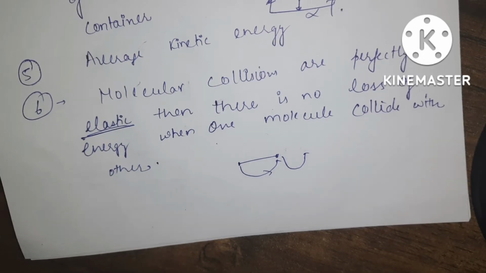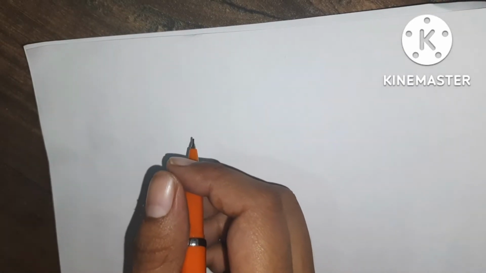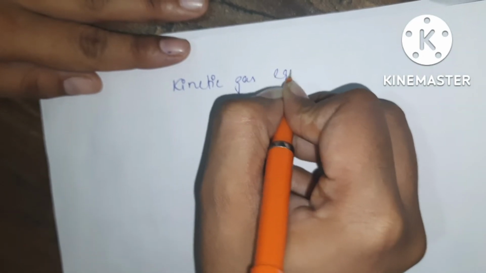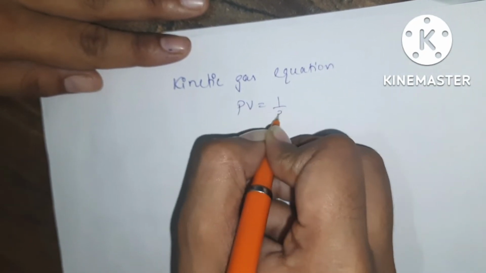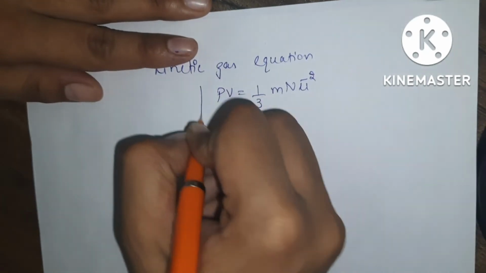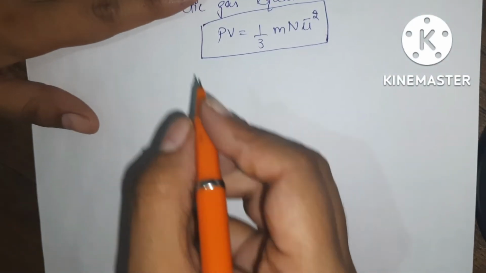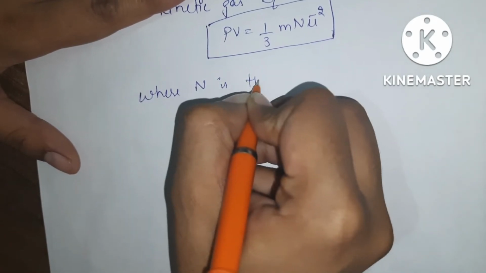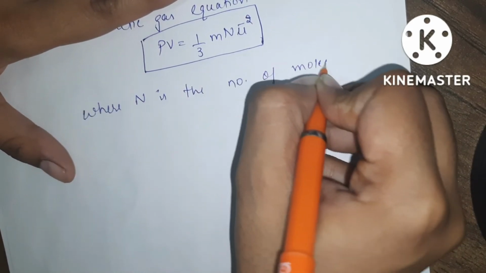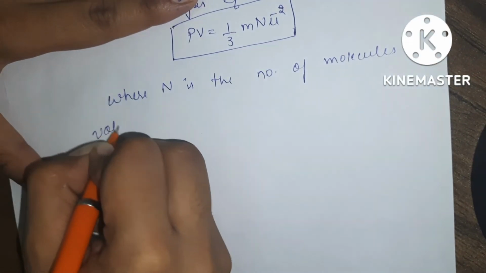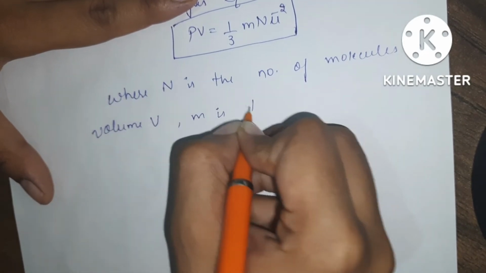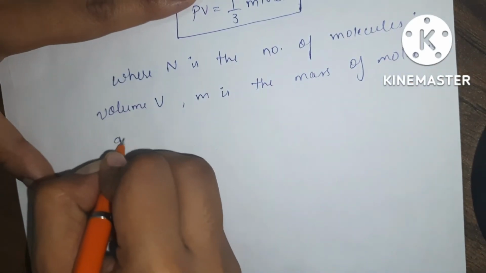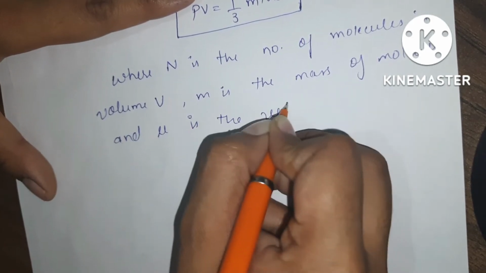Now what is the kinetic gas equation? So the kinetic gas equation is PV is equal to 1/3 m n u square, where n is the number of molecules in volume V, m is the mass of a molecule, and u is the velocity of the molecules.